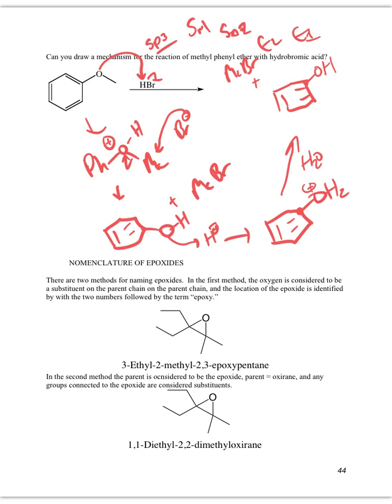If we have an epoxide, how do we name it? It's an epoxy pentane. So we have 5 carbons. The epoxy is on carbons 2 and 3, so it's a 3-ethyl-2-methyl-2,3-epoxypentane. Or we can name it as the oxirane with what's off of it. You've got 2 ethyls and 2 methyls, so 1,1-diethyl-2,2-dimethyloxirane. Either of those are fine ways to name one of these.